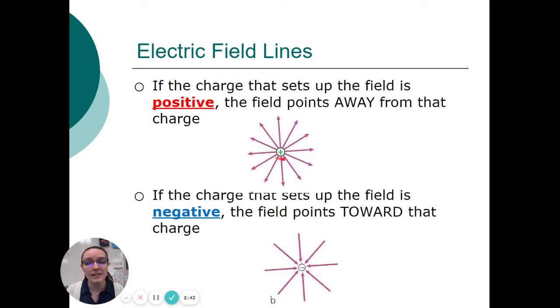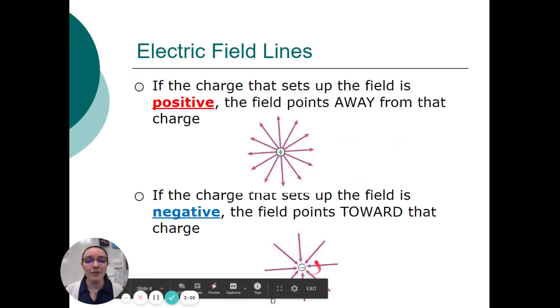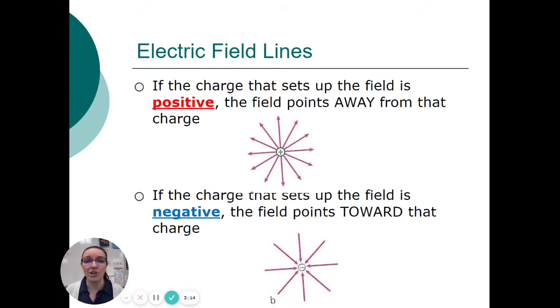If I have a positive charge, if this is a proton or if this is a positively charged ion, then I've got field lines that point away. So you can think of the electrons have left the atom to make it positively charged. So my field lines point away. For a negative charge, an electron or a negatively charged ion, where there are more electrons than protons, the field lines will point towards it, pointing in towards the charge.